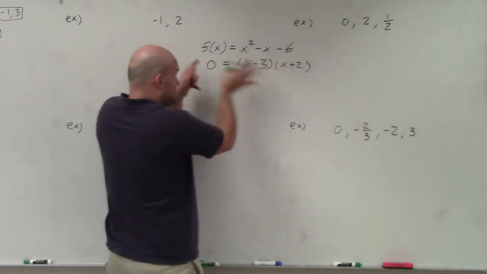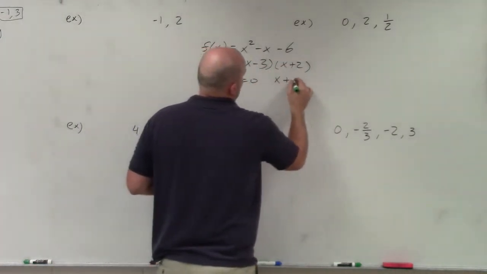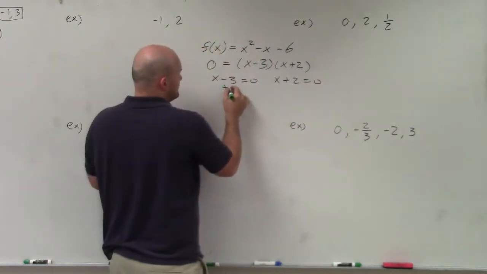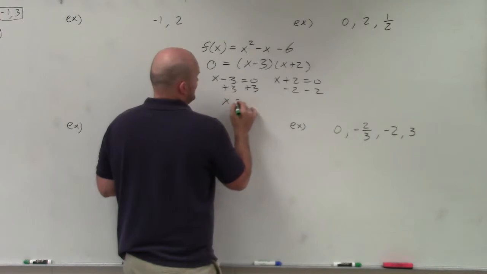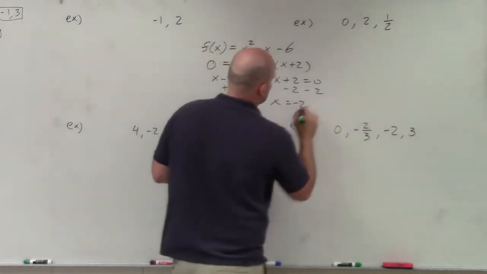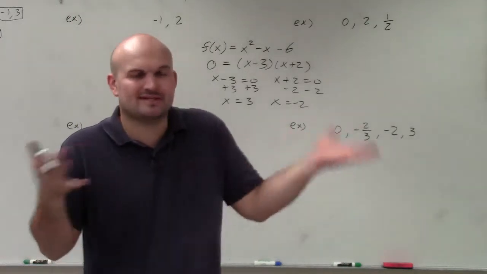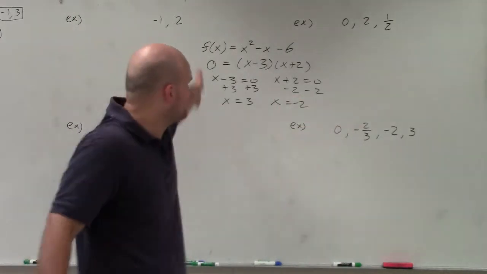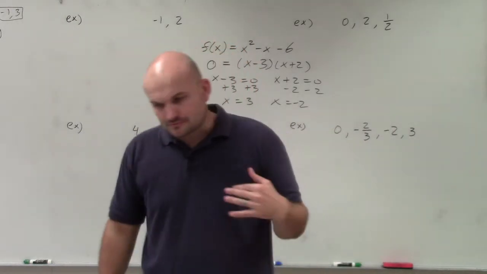Then you set each factor equal to 0 using the zero product property. And then you solve, and you say x equals 3 and x equals negative 2. Now, this is a quadratic. It's a polynomial, but it's a quadratic, and it's fairly simple. This is something that should be very familiar to you, and we did a lot of these in Algebra 2.